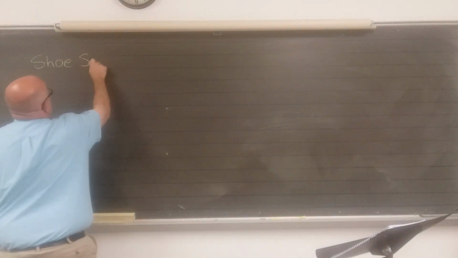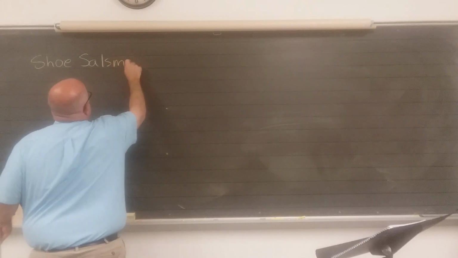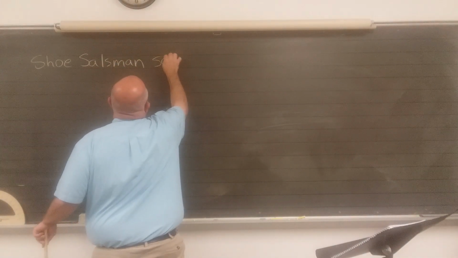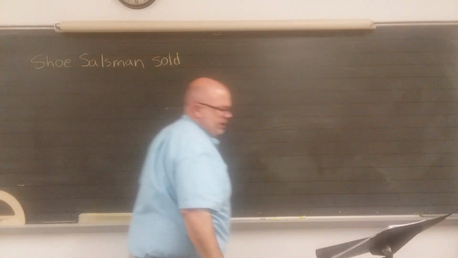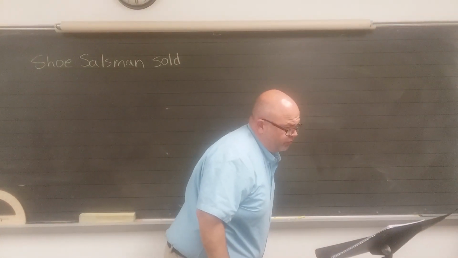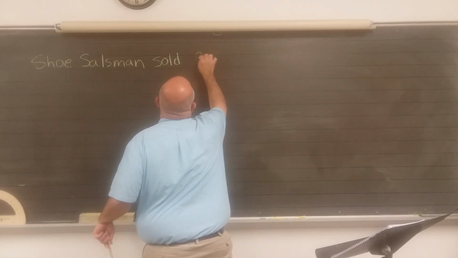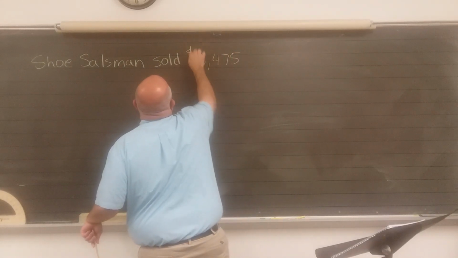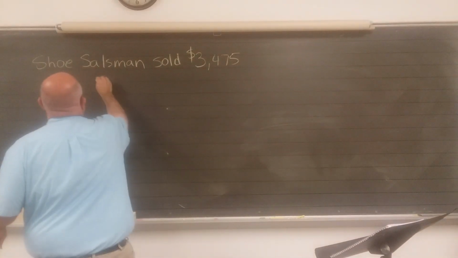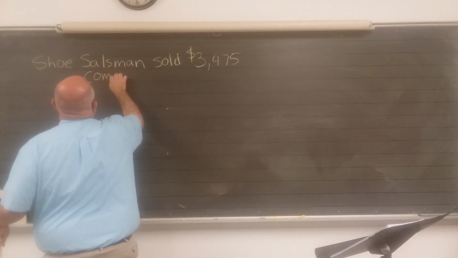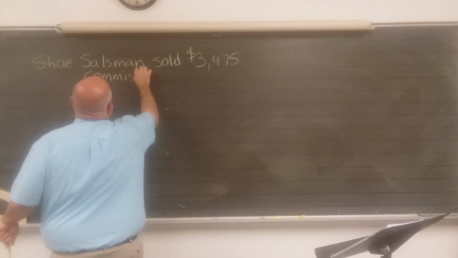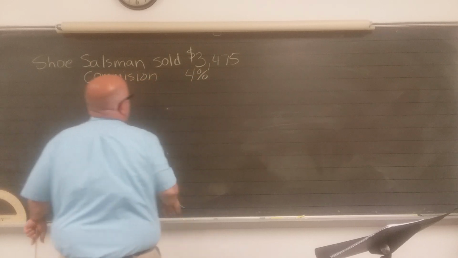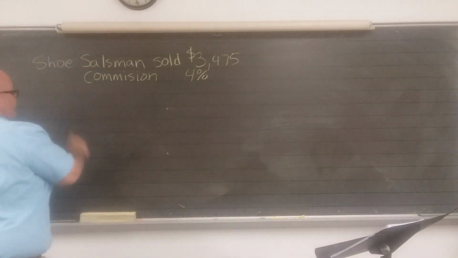Shoe salesman sold $3,475 worth. He's working for a commission of 4%. So his earnings are the commission.